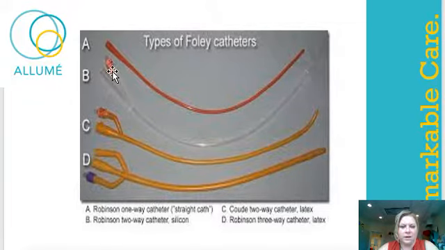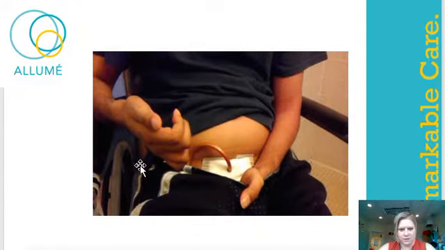B is a 2-way catheter, meaning it has a balloon port and a drainage port. C is another 2-way catheter called a coude, usually used for prostate enlargement because it has this curved tip. And D is a 3-way catheter for irrigation. You have a balloon port, a drainage port, and an irrigation port. This here is a picture of a suprapubic with a dressing on it.